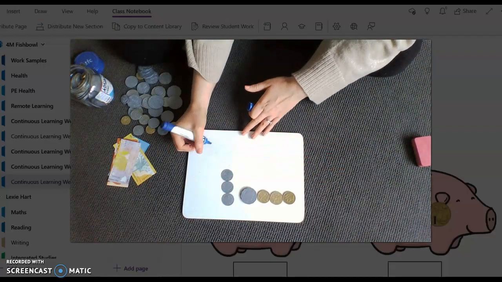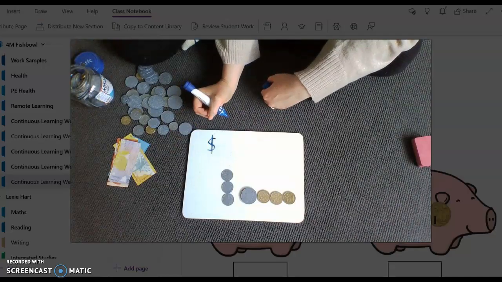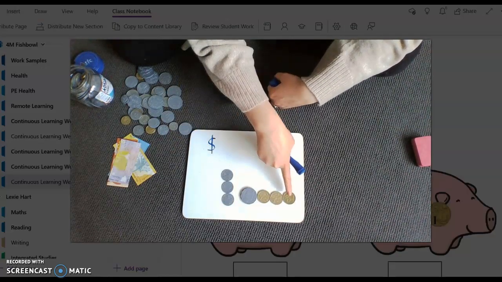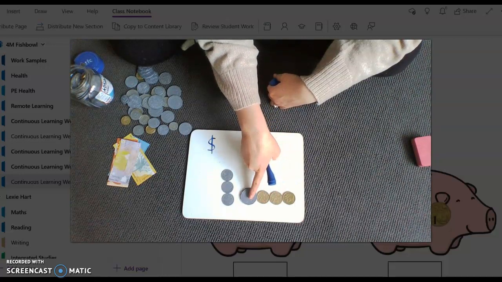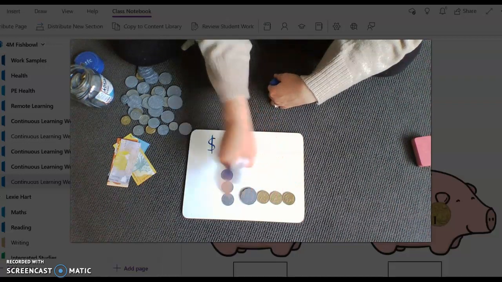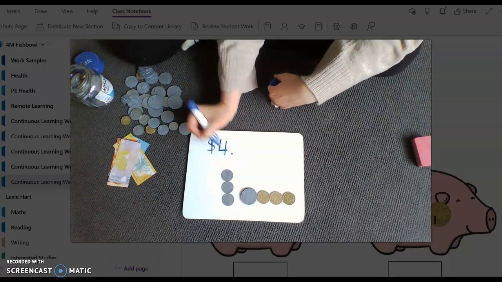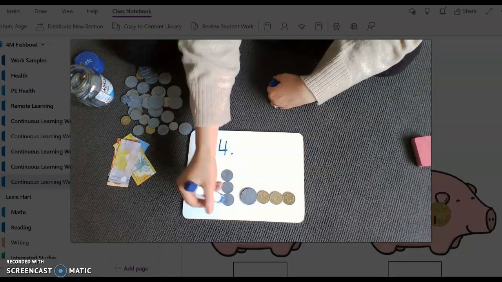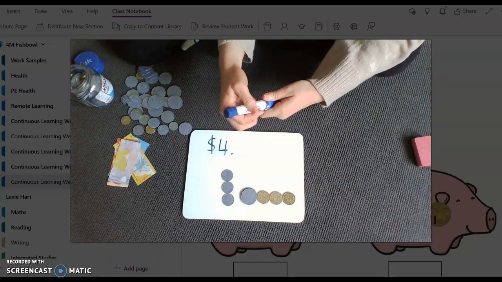I'm going to write my dollar sign. And now I'm going to count how many dollars I have. I have $1, $2, $3, but this makes a dollar as well. So I've got $1, $2, $3, $4. Now I can put a decimal point here because this is going to separate my dollars from my cents. Now I can count how many cents I have.